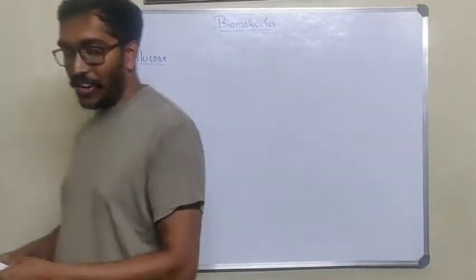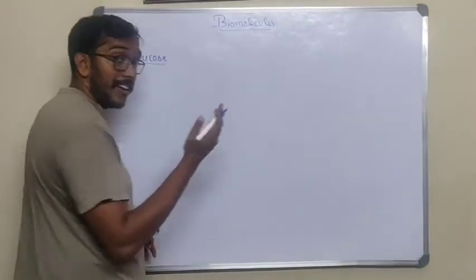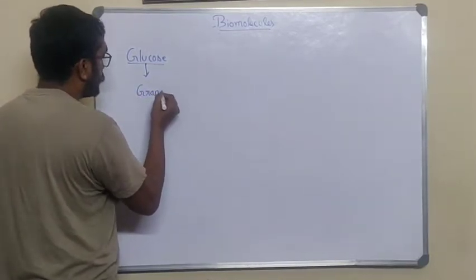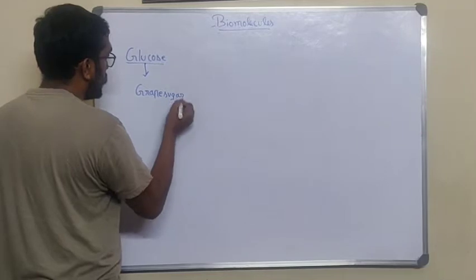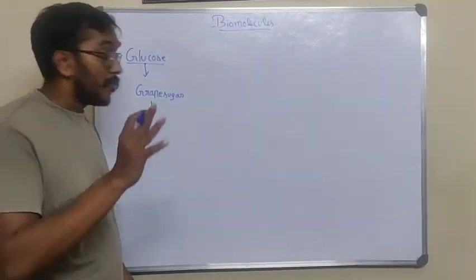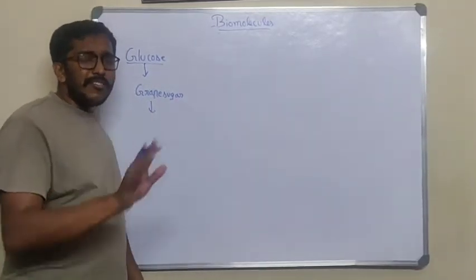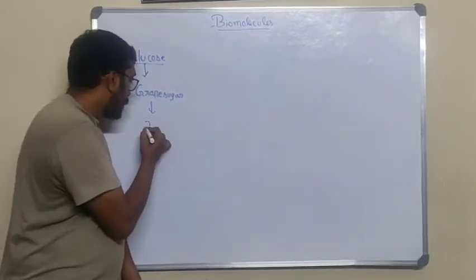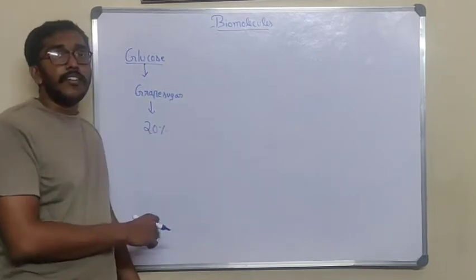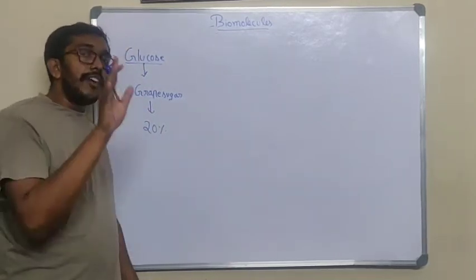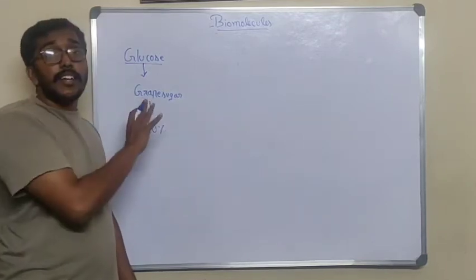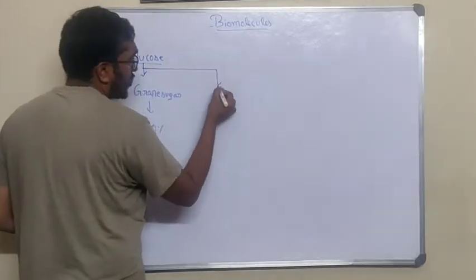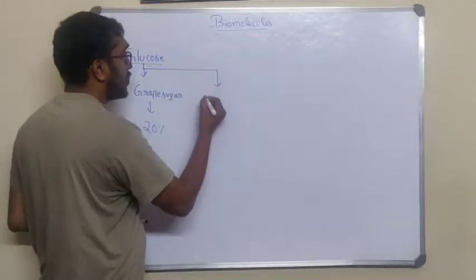Glucose, you have already heard many times, is also known as grape sugar. What is the reason behind that? It is very simple. In grapes, approximately 20% of glucose is present. That is the reason it is called grape sugar.